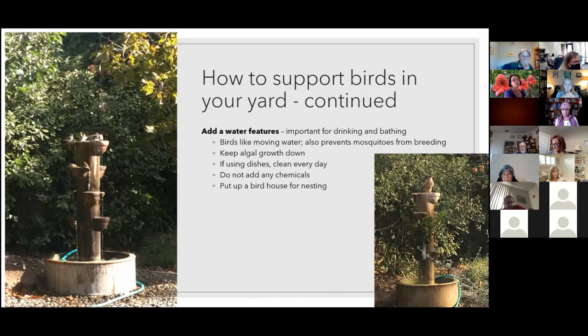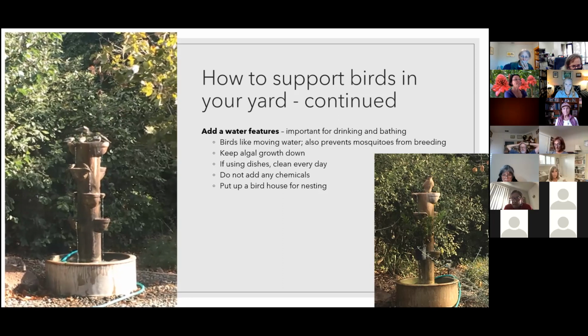Having moving water also prevents mosquitoes from becoming established, and it keeps the algal growth down, though we do have to clean them out pretty regularly. If you do use dishes, make sure they stay clean, again, to prevent diseases. Never add any chemicals to prevent algal growth, so no chlorine or anything like that. And a birdhouse for nesting nearby is also a nice addition.